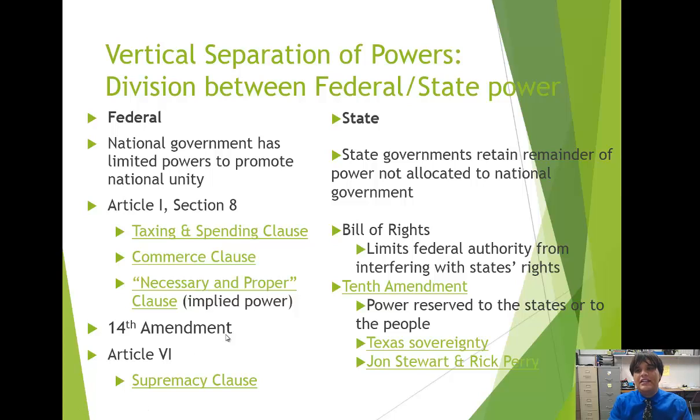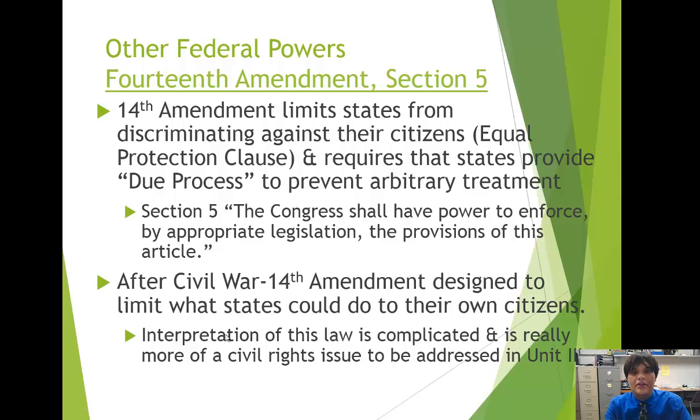The 14th Amendment, at the time it was passed, was very interesting because it was the only amendment that gave the federal government more power than it had previously. So other federal powers is the 14th Amendment, Section 5. The 14th Amendment was established right after the Civil War, and it limits states from discriminating against their own citizens. It provides equal protection for all citizens, including those that were freed slaves. It requires that states provide due process to all citizens to prevent arbitrary treatment. Section 5 specifically is the one that gives the power to Congress to do this.